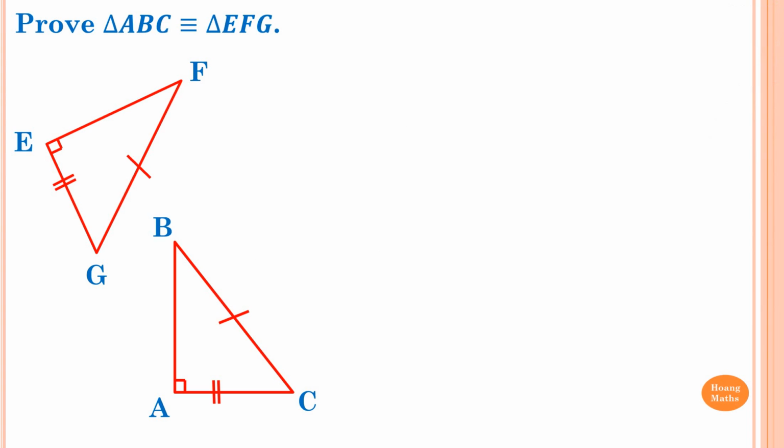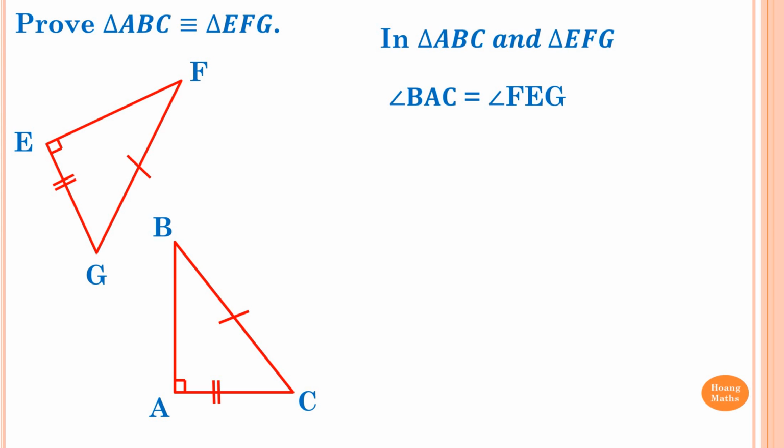For example, prove triangle ABC is congruent to triangle EFG. So remember, the first step, we write in triangle ABC and EFG first. Then we write down all the statements that are given on the diagram, or the facts if we know them. So angle BAC is equal to angle FEG. So these angles here are equal, and you can write equal to 90 degrees if you like. And the reason is given because it's stated on the diagrams.